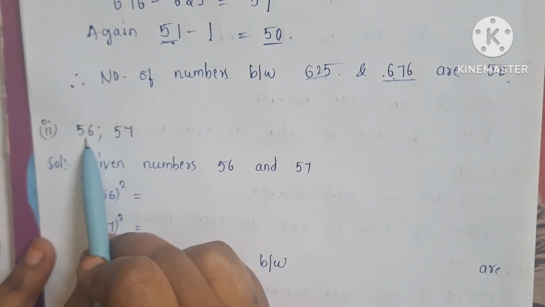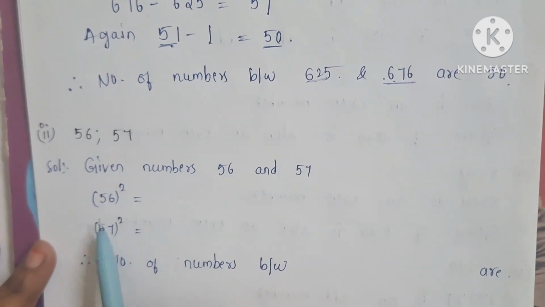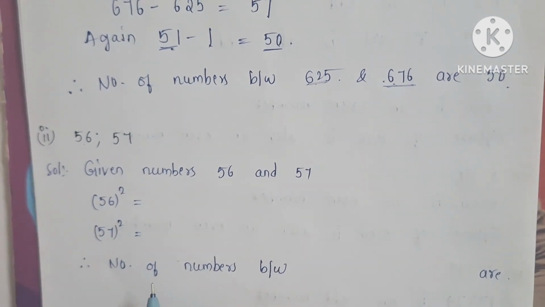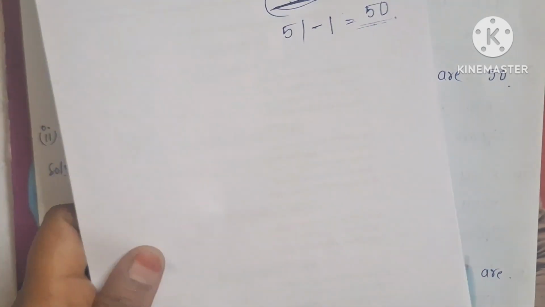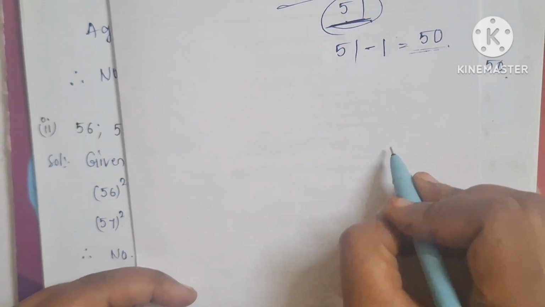Next, 56 and 57 are the given numbers. Find out the squares of 56 and 57. Okay, let us find out. See, I am doing it in the rough part. You can do it towards the right side of your page also.